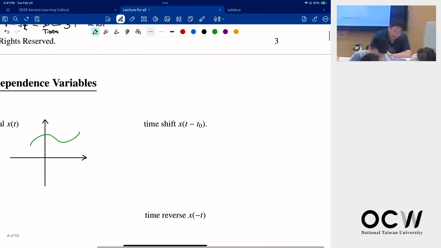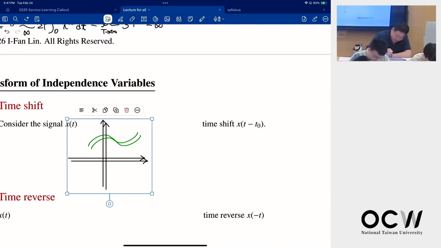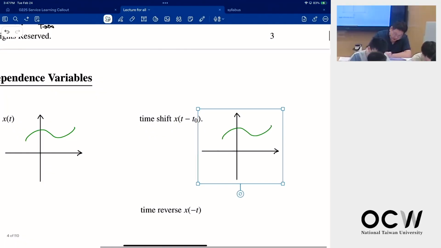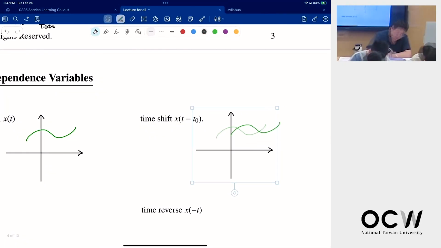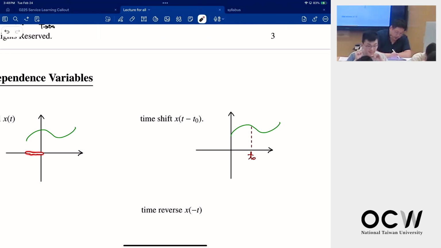Okay. So here we can say that t naught is here. So if I shift t naught to the right, then you see that the shape of the signal is the same, but I just shift it to the right.